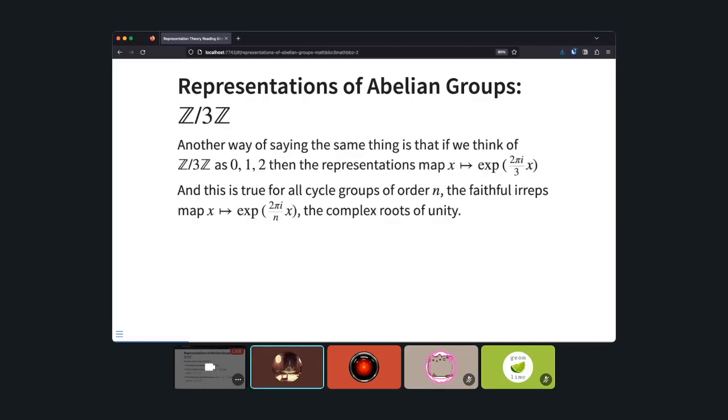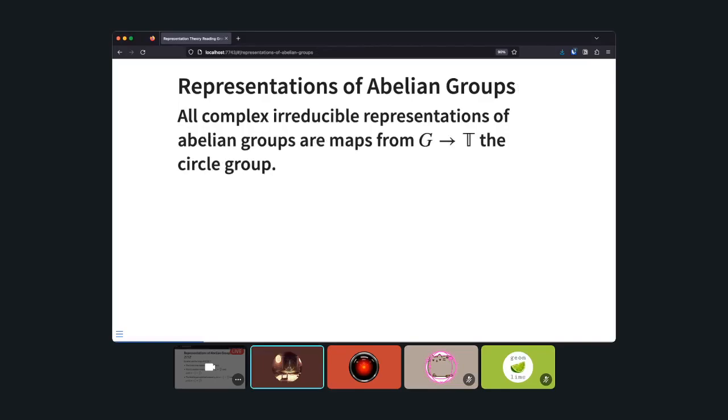So this works for all n, and it is actually true that all complex irreducible representations of abelian groups are maps from the group to the circle group. You can also do it if it's a product abelian group like C3 cross C2 or C6 or something; it will become like a torus if you want, but you can also still just map it to these roots of unity.